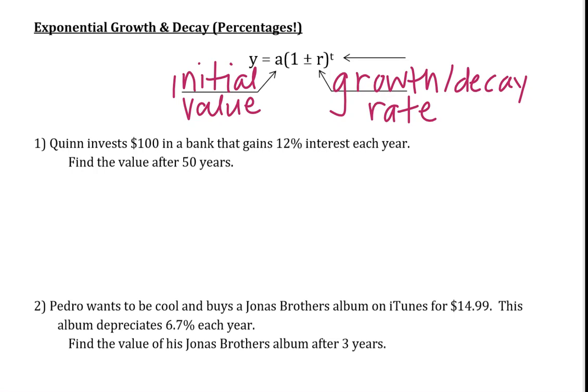Okay, so the growth or decay rate will be your percentage, but you will have to change it into a decimal. And the t stands for the number of times.